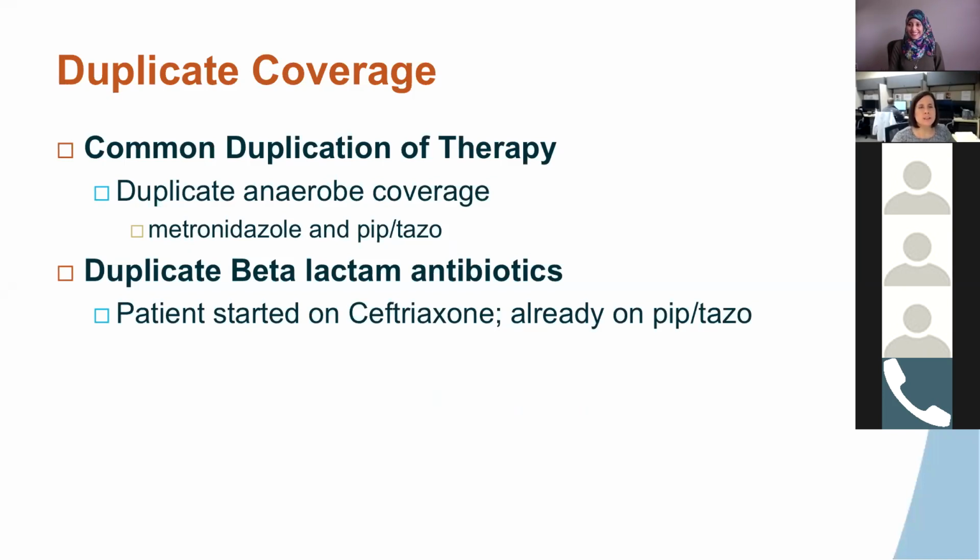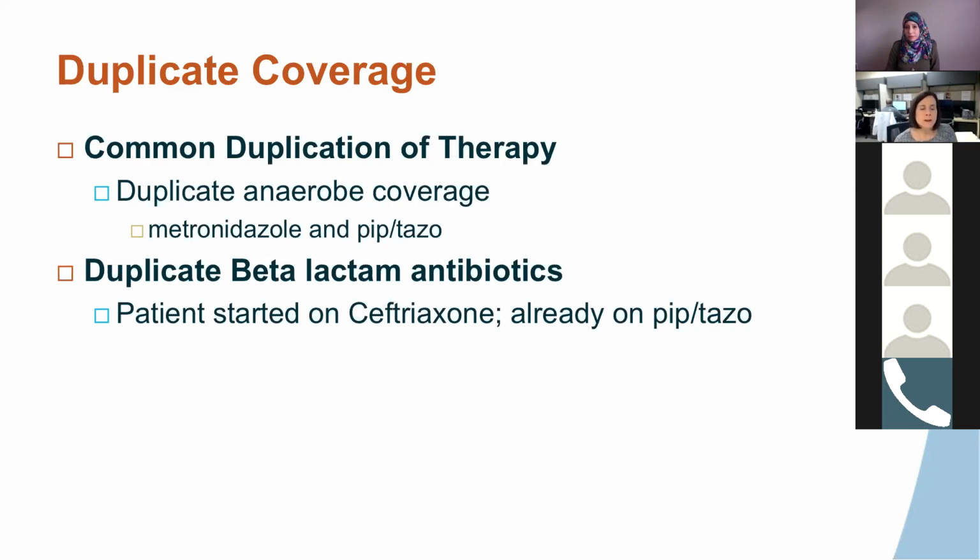Okay, so just to touch on a few things that are real easy to pick up on and to potentially make stewardship interventions for would be common duplications in therapy, and these happen a lot more often than you think. There's a lot of times just a misunderstanding with physicians, and they may potentially prescribe duplicate anaerobe coverage. For example, pairing metronidazole with piperacillin and tazobactam. So a good way to approach this would be to educate the provider and let them know that pip/tazo has excellent anaerobe coverage and that we potentially do not need the metronidazole.